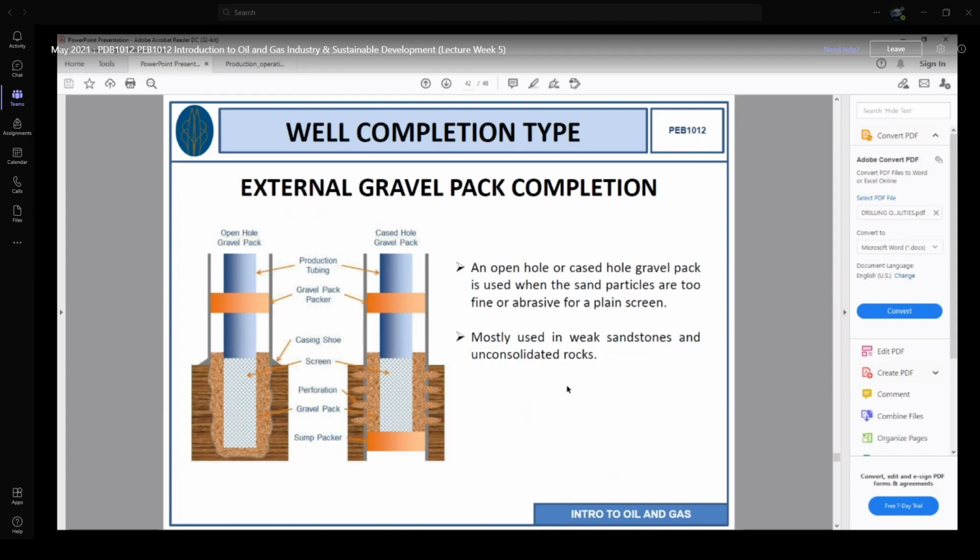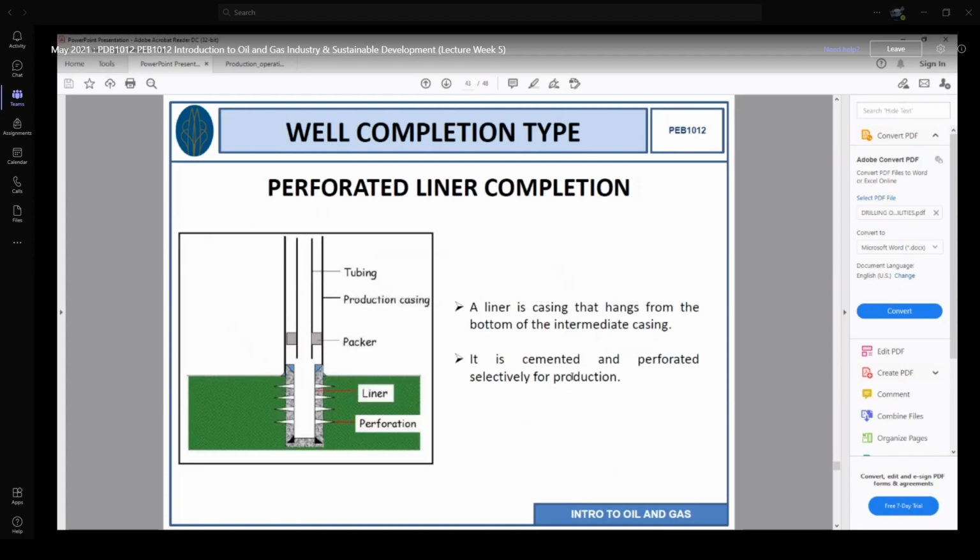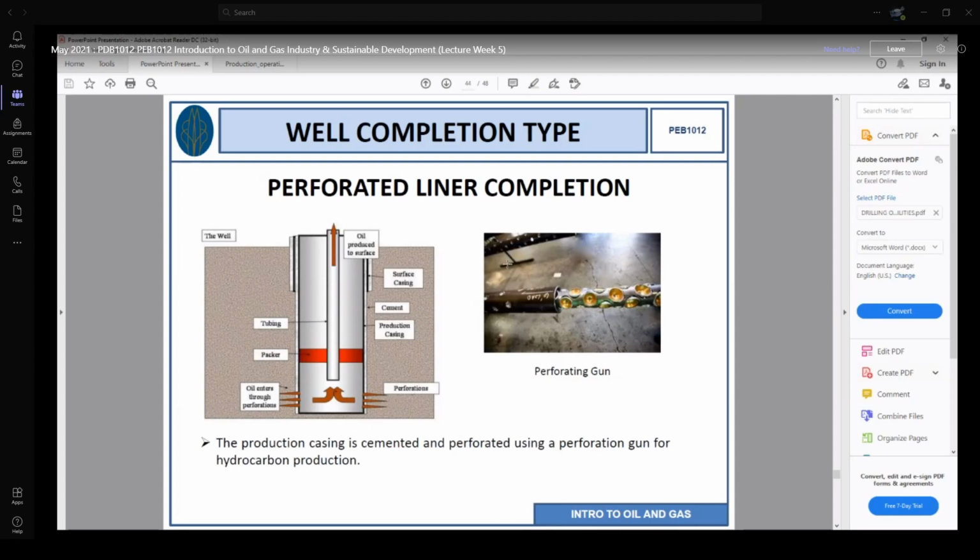So here is another perforation completion type, a perforated liner completion. We run a liner, then we perforate it, right? Then finally the communication starts between this reservoir and this completion. Then finally we produce from here. This is called the perforated liner completion.